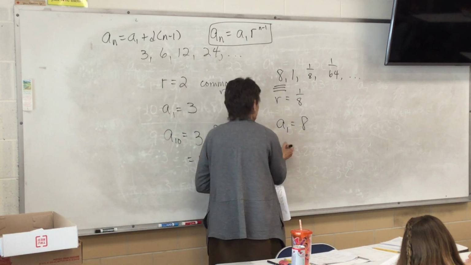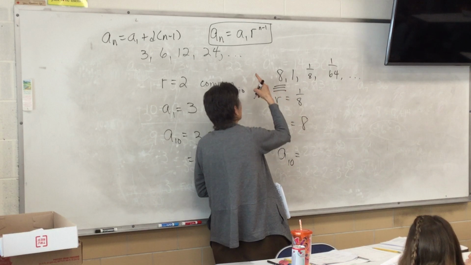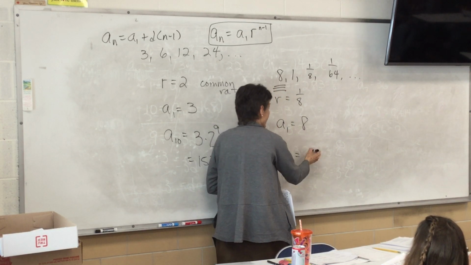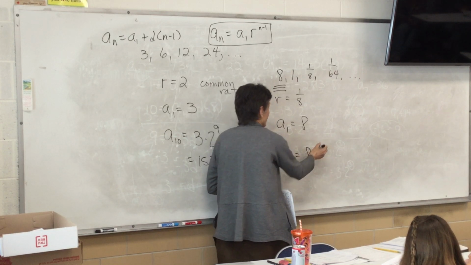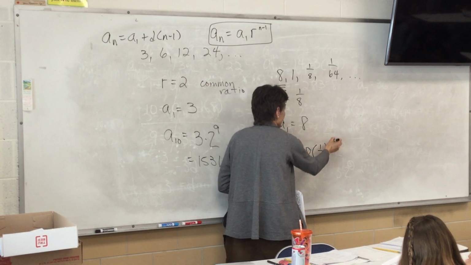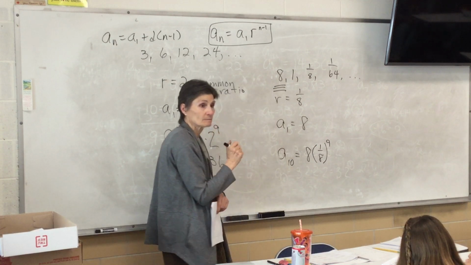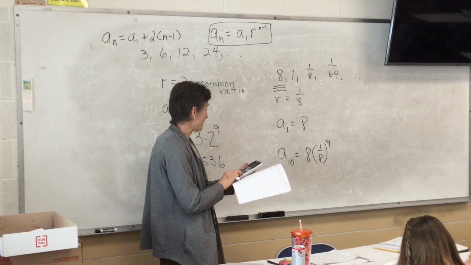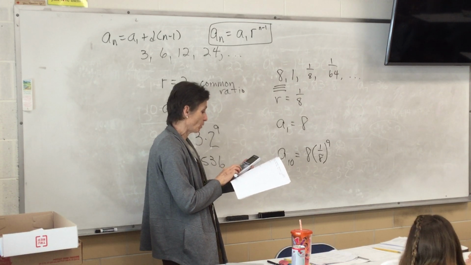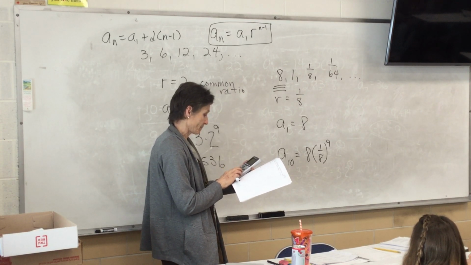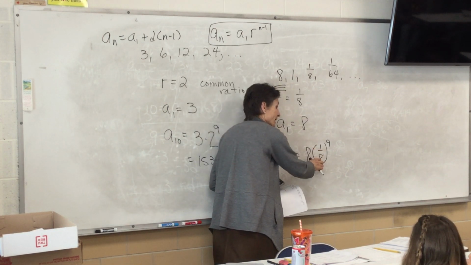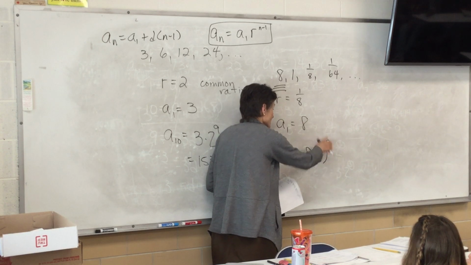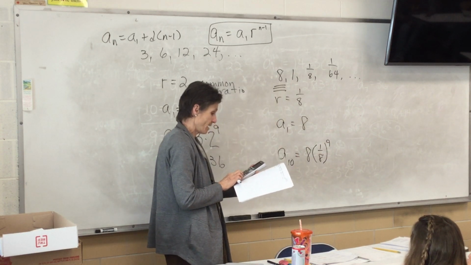And again, we want the 10th term, so what does our new formula tell us? The 10th term will be 8 times 1/8 to the 9th. All right, let's type that in, make sure we all can do that. If you type it the way I wrote it, it'll be perfect. Remember, this is just 1 divided by 8. So 8 parentheses, 1 divided by 8 parentheses, to the 9.